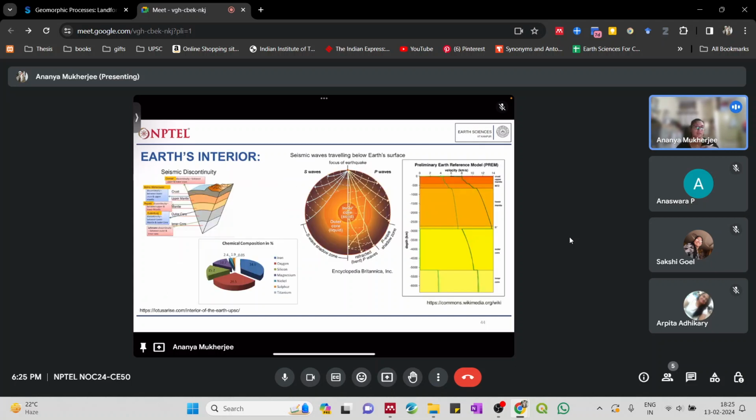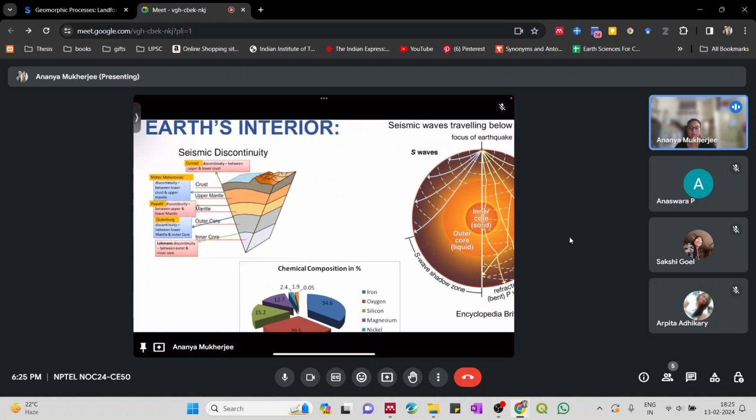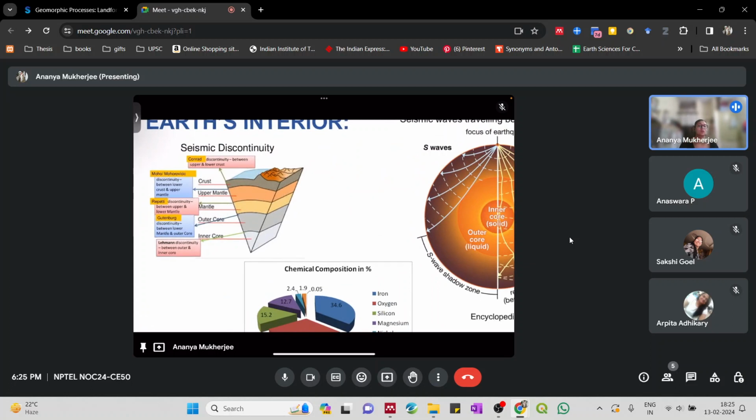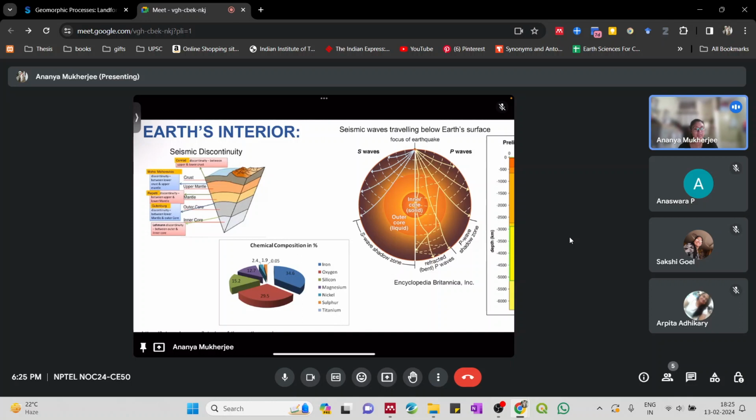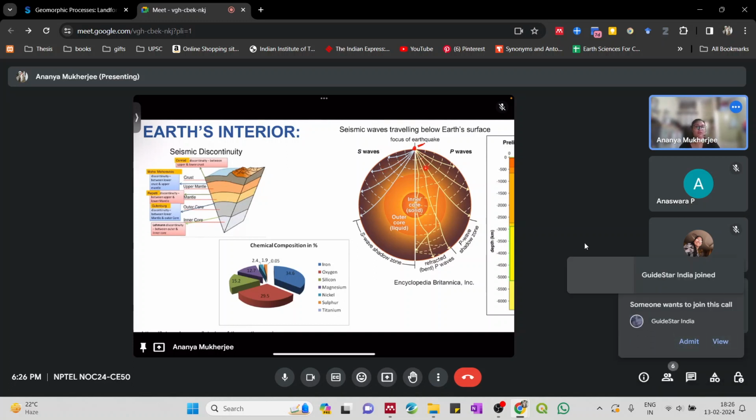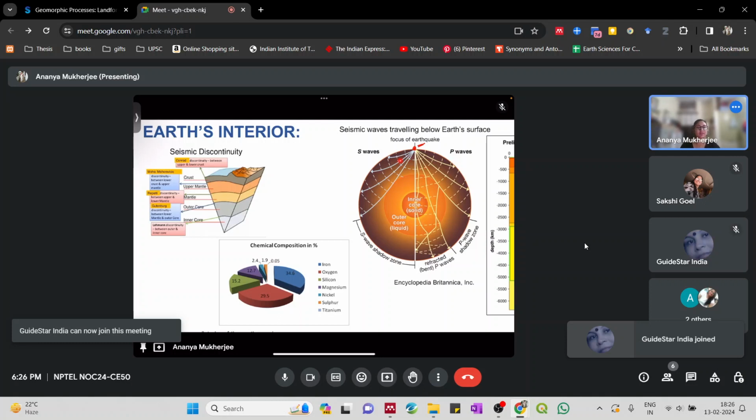So as I was saying, these discontinuities that we were talking about are actually seismic discontinuities. What do we mean by seismic discontinuities? At these discontinuities, the waves that have been generated due to seismic activity, if you see in this figure, if this is the focus of the earthquake, a number of waves are going to be formed. These are the different waves that are generated. The most important waves that are generated are P waves and S waves.